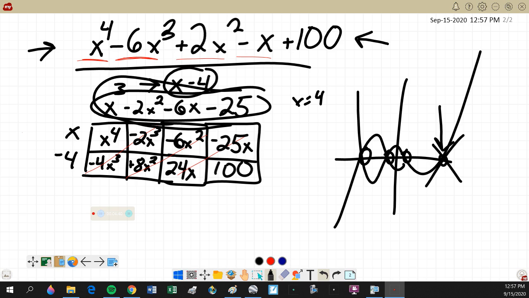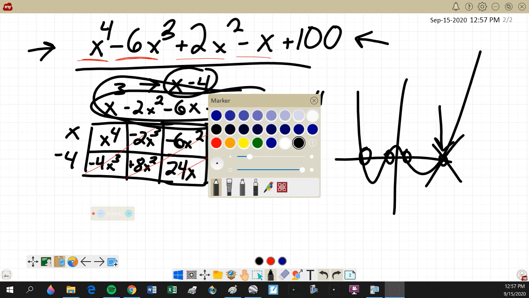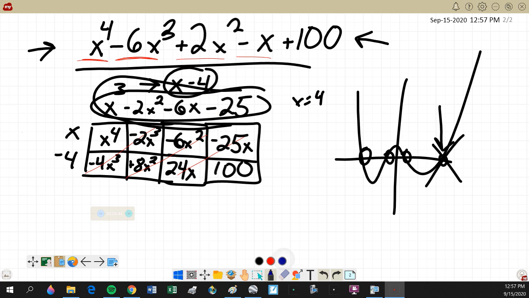Won't let me change colors. There we go. The new graph might look something like this. Does that make sense to you guys? Okay. Now, let's go back.